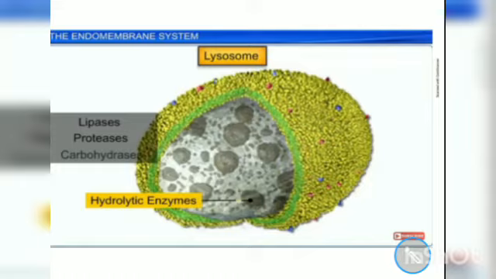Lipases are the enzymes which help in the breakdown of lipids, and proteases are the enzymes which help in the digestion of proteins, and carbohydrases are the enzymes which help in digestion of carbohydrates. Another type, nucleases, are also enzymes which can digest the nucleic acids in the cell, and all these enzymes are present in the lysosome.